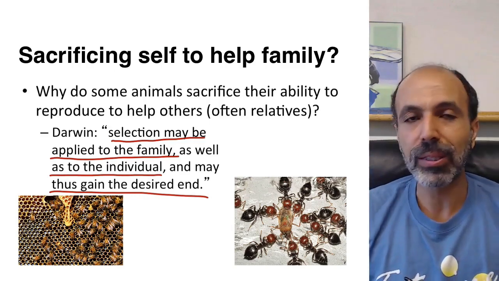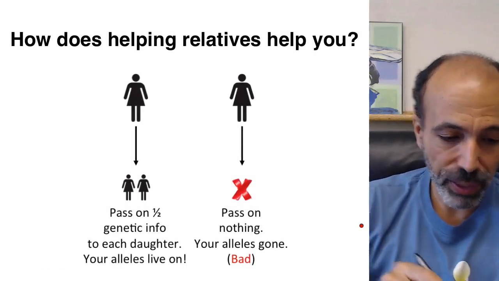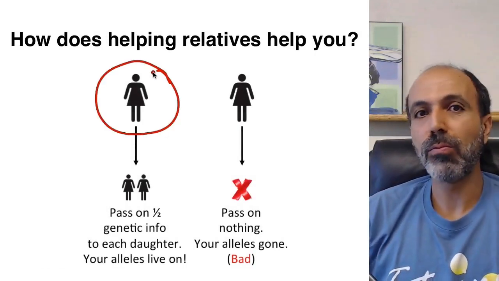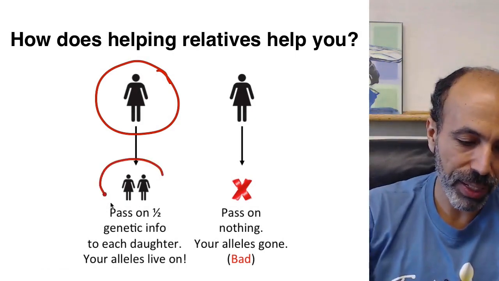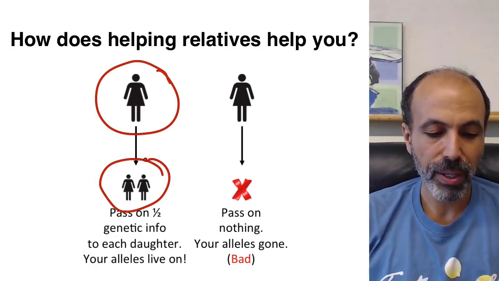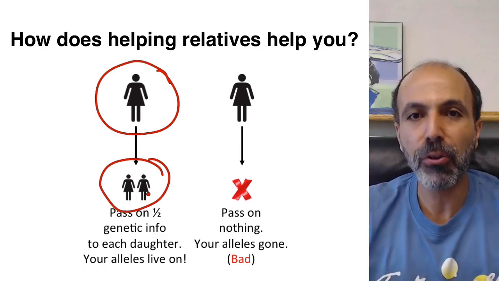So let's look at this with respect to some pictures. Let's say this is you, okay? This is you there, and let's say that generally speaking, if you just were selfish and helped yourself, you would have 2 kids. And let's say then on average you pass half your information to each daughter, and therefore your alleles live on. Half goes to this daughter, half goes to that daughter. On average, you've reproduced yourself.